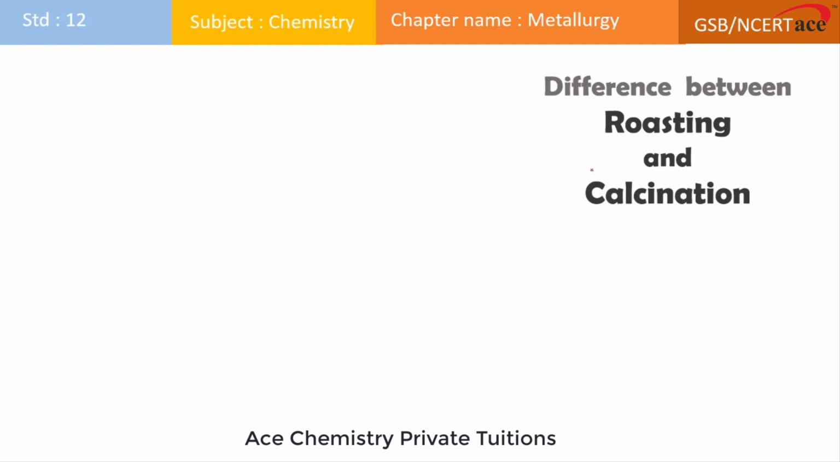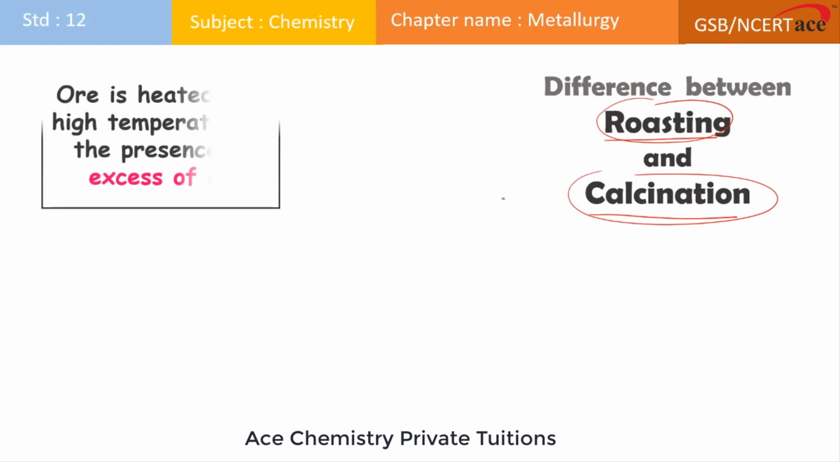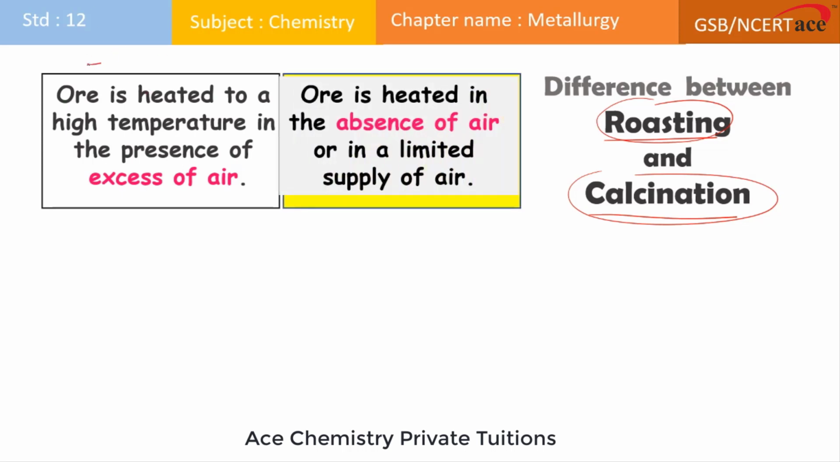We are converting a metal compound to metal oxide, and for that process we do roasting and calcination. Student, roasting and calcination we are doing to convert metal compound to what? Metal oxide. So if you find the difference between roasting and calcination, let's say this point is roasting, and this point is calcination.